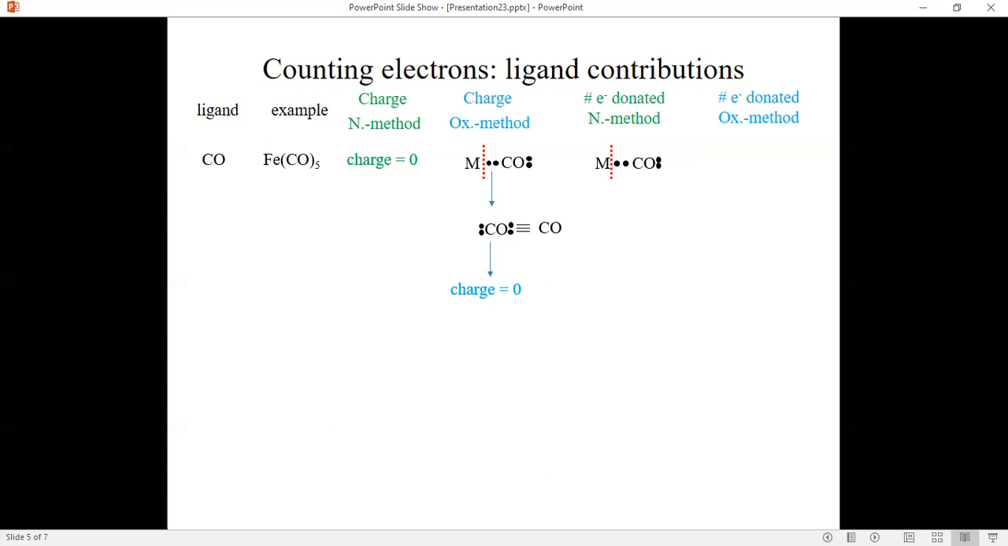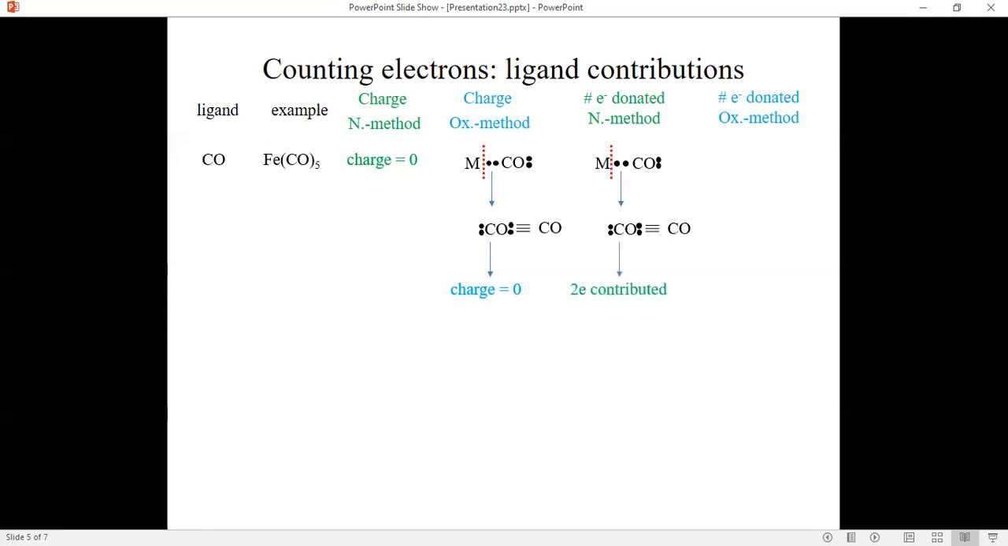Okay? So it's not that in the neutral atom method always you cleave the bond in the middle. Sometimes you have to cleave it differently. And the carbon ligand is one example. So now if you add both bonding electrons to the carbonyl, how many electrons will it then donate? Two, correct.